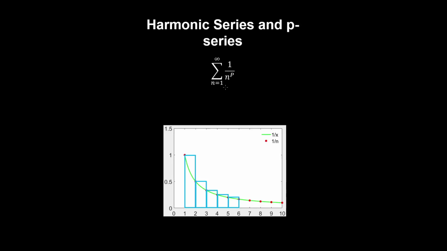In addition to the geometric series, we'll encounter other types of series known as the harmonic series. So this series is called the harmonic p series, where the terms are the reciprocals of n to the power of p. And for the special case when p equals 1, then we have the harmonic series. And this is represented graphically over here.